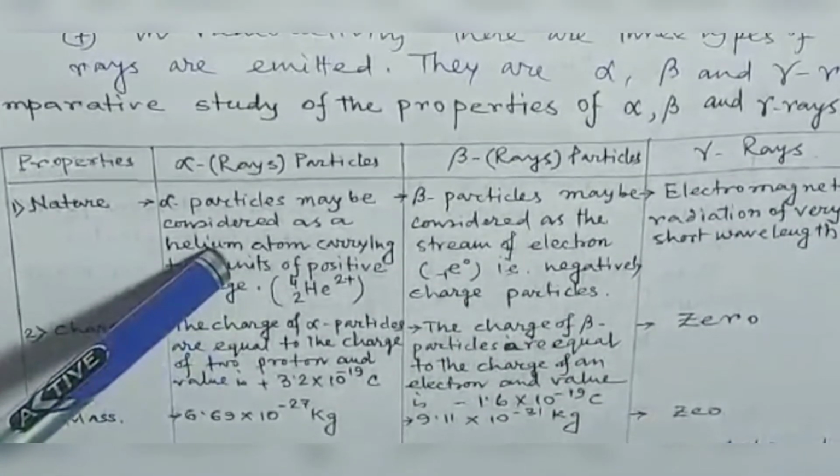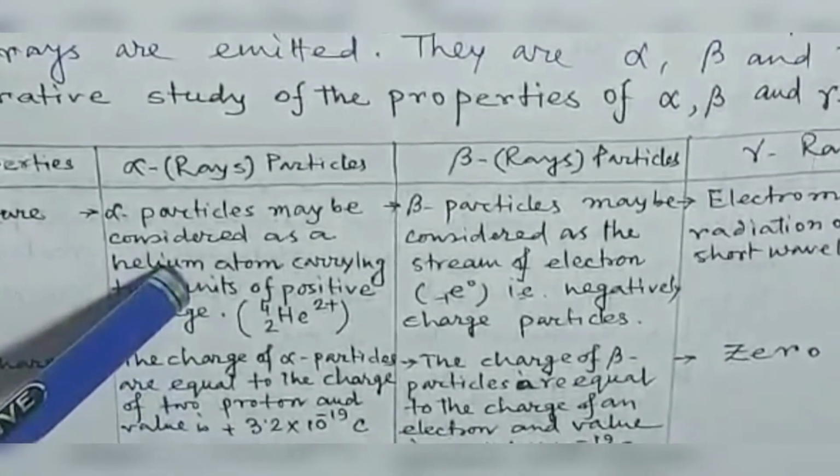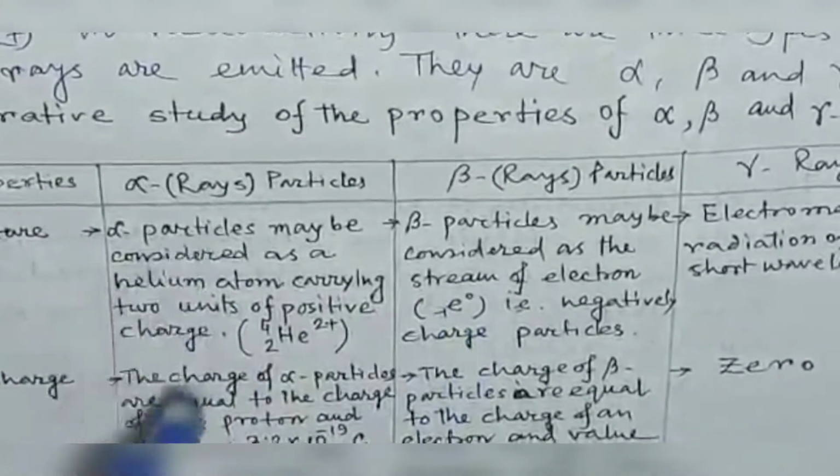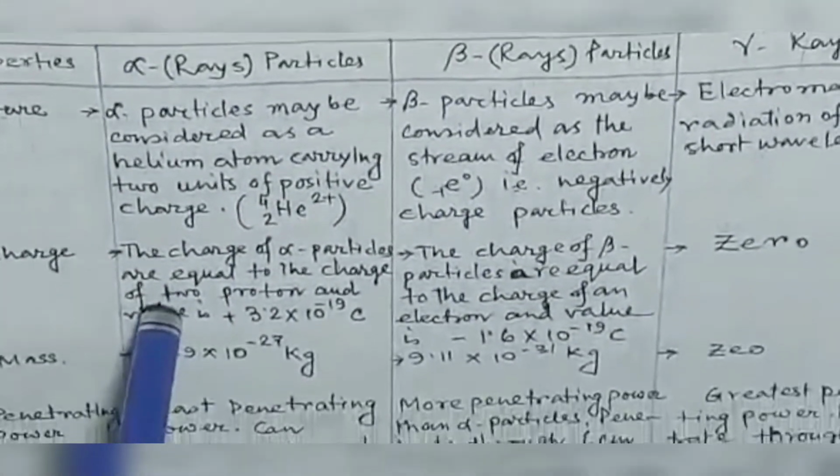So alpha is particles, positively charged particles, and beta is negatively charged particles. So now we discuss the charge of these particles.